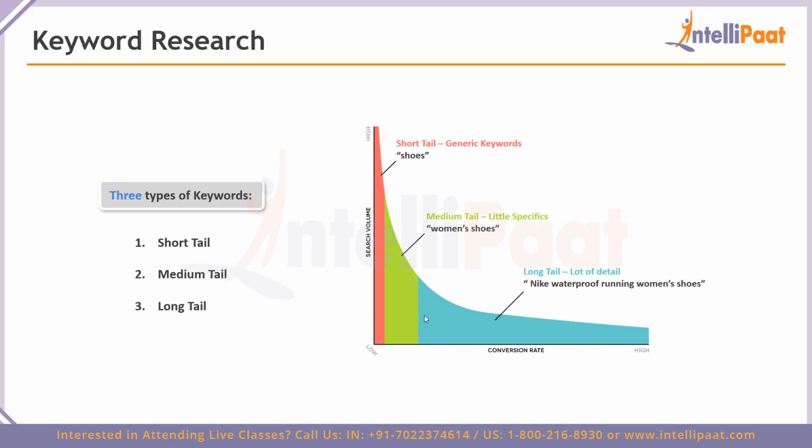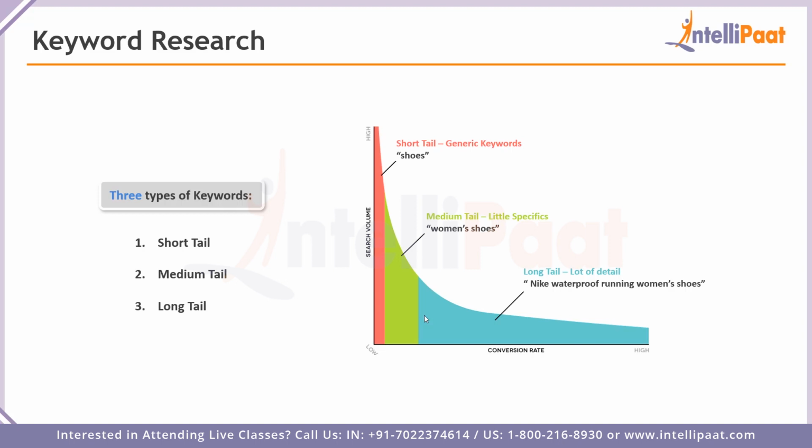So instead of putting it separately, we've put it on a very attractive looking graph. So what is this graph all about? On the y-axis, you see something called search volume. On the x-axis, you see something called conversion rate. Well, let me explain what search volume means. Search volume is literally the amount of people who are searching for this.